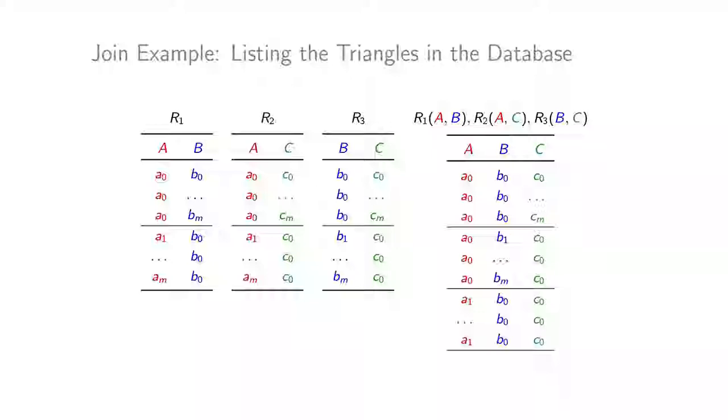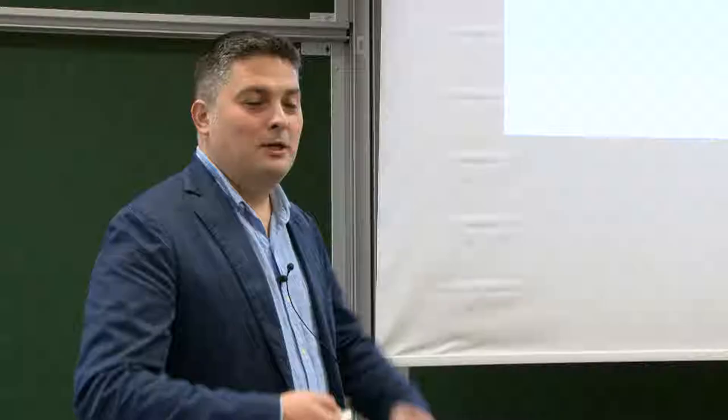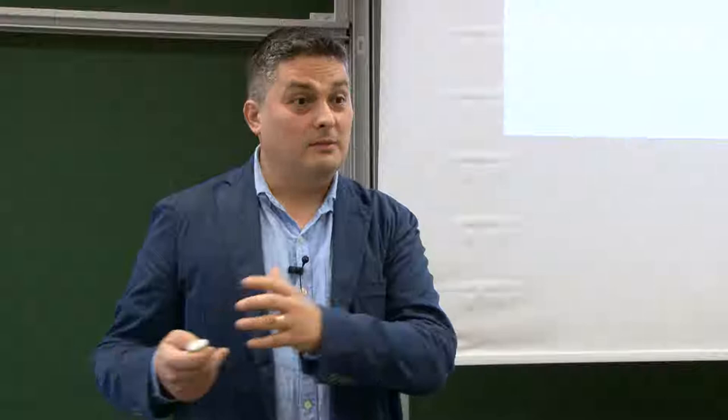But if you try to join any two relations first, it will blow up. For instance, if you take R1 join with R2, you join on A, because A is the join variable common to both. You realize A0 appears m plus 1 times here, and A0 appears m plus 1 times there, so you get a blow up. You get m plus 1 squared, only for that part. So here you see an instance where the intermediate result may be larger than the final result, asymptotically larger. We get quadratic versus linear in this case.